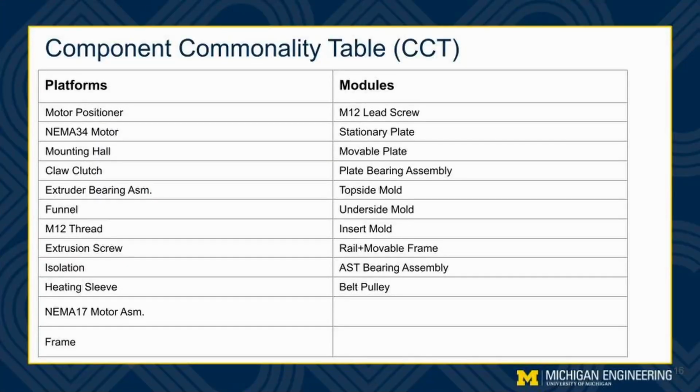Our component commonality table, CCT, has columns for the platforms and the modules. The parts in the platforms column are the same for both customer groups from the FDT, and the parts in the modules column are the parts from the differentiating function in the customer groups from the FDT. These parts come from the functional component mapping matrix.